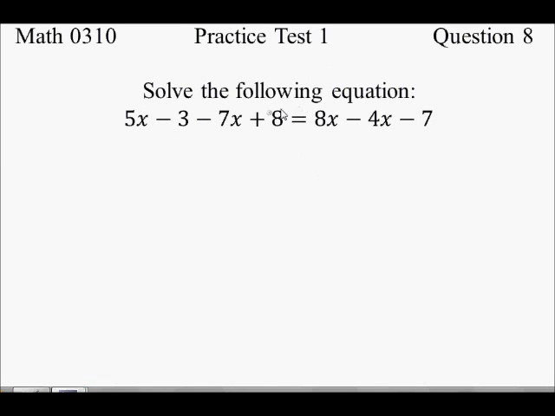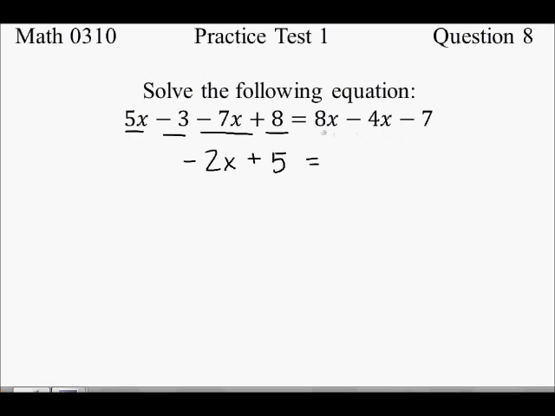Question 8, solve the following equation. So we're trying to find the value for x that works here in this one. So here we have a bunch of terms on each side, so we want to gather all the like terms that we can. So first let's look at our x terms. Over here we have a 5x and a minus 7x. So 5x minus 7x, so 5 minus 7 is negative 2, so we have negative 2x there. And then over here the constant terms, so we have minus 3 and plus 8, so that's going to give us a total of plus 5 there.